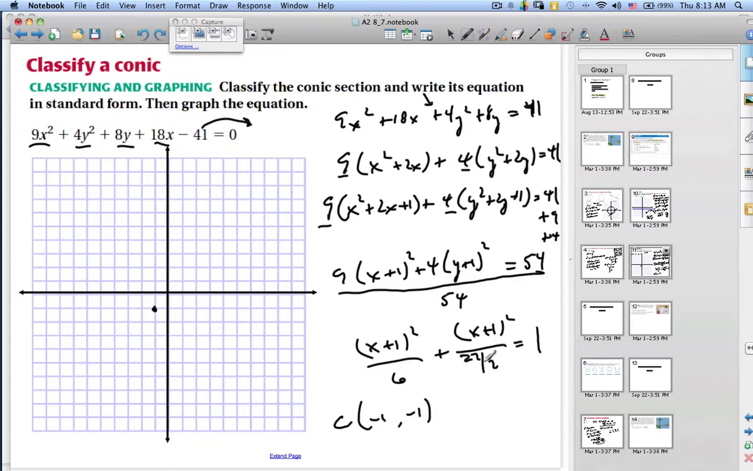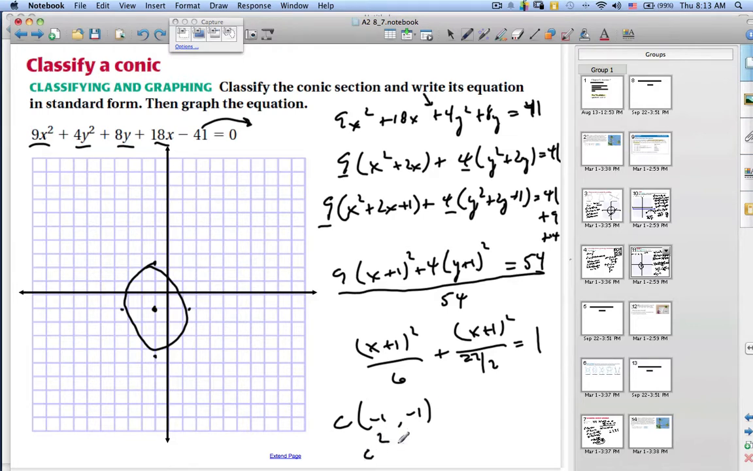And I'm going to want to move up the square root of 13 and a half. So that's going to be between 3 and 4, right? 1, 2, 3, so I'm just going to estimate that about there. And right and left, I'm going to do the square root of 6. So that's between 2 and 3, so 2.5. Here's my ellipse.